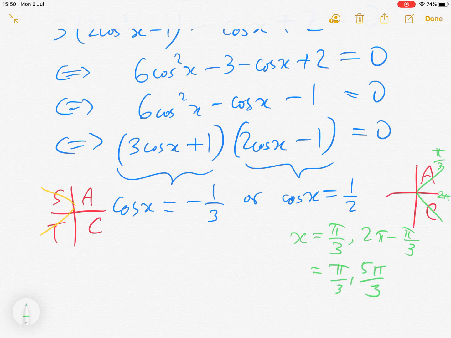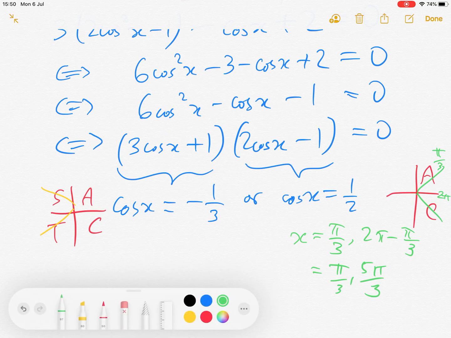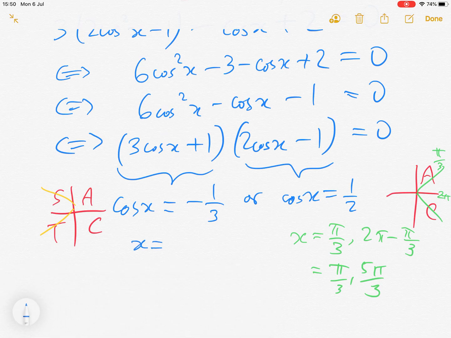And then for minus 1/3, we can use our calculator to do cos inverse of minus 1/3, which is 1.91 radians. And then the other, so that's the solution in S.